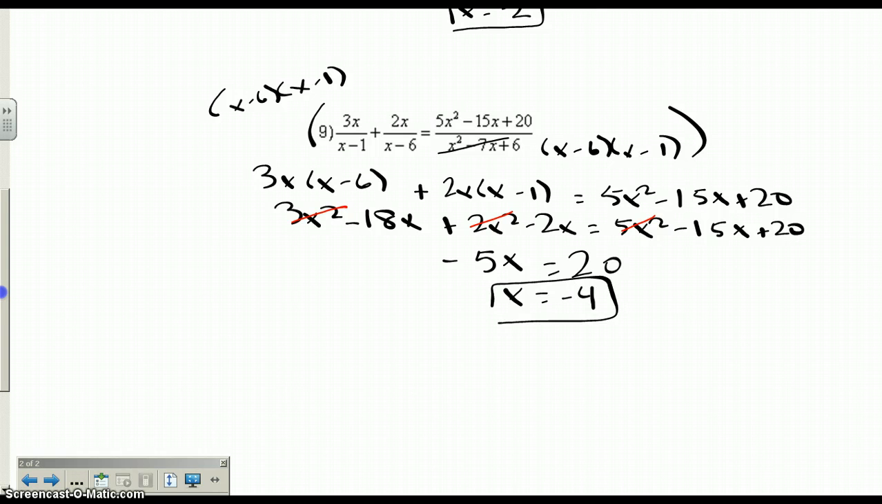Let's look up at the top, and it works. Plug in the denominators, and it works.